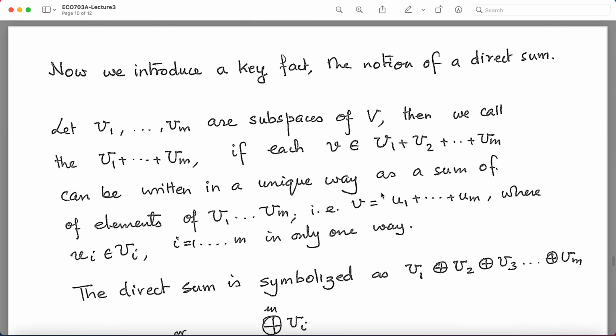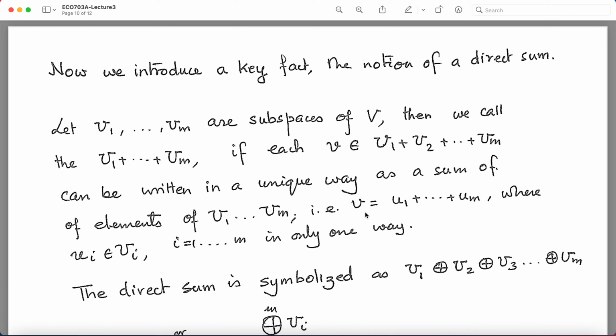So, let us introduce this key fact. Let U1, U2, ..., Um be subspaces of V. Then we call U1 plus U2 plus ... plus Um a direct sum if each element of U1 plus U2 plus ... plus Um can be written in a unique way as a sum of elements of U1, U2, ..., Um.